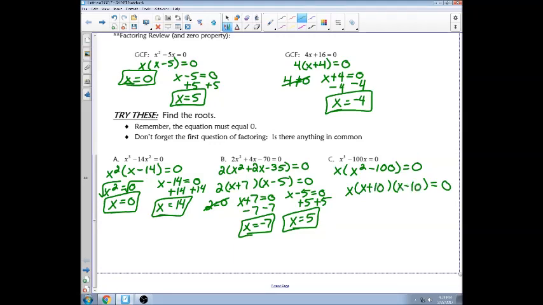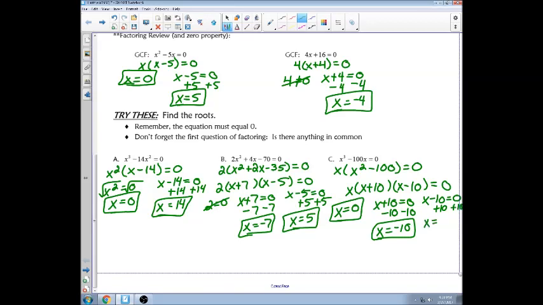Now that I have everything fully factored, I can go ahead and set them equal to 0. X equals 0. X plus 10 equals 0, so subtract 10. X would equal negative 10. X minus 10 equals 0. Add 10.